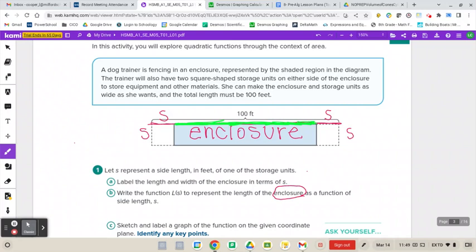Okay, if you don't, that's fine. I want you to watch, though. Do you agree this is all 100? So in order to find this right here, would you agree I'd have to take 100 and then subtract these two S's to get that? Does that make sense? Okay. So down here, we're going to say the length is 100 minus the two S's. Reese, good job on that.